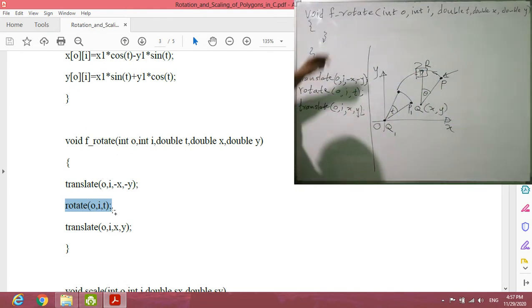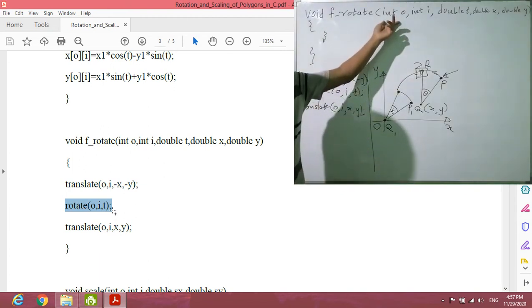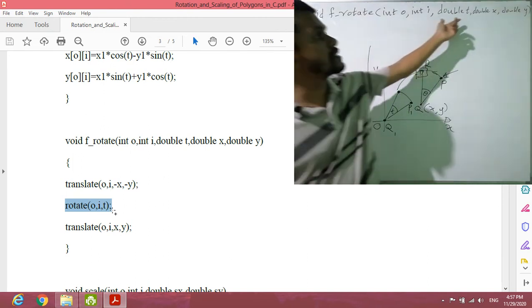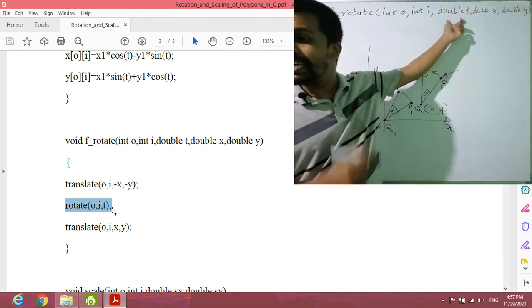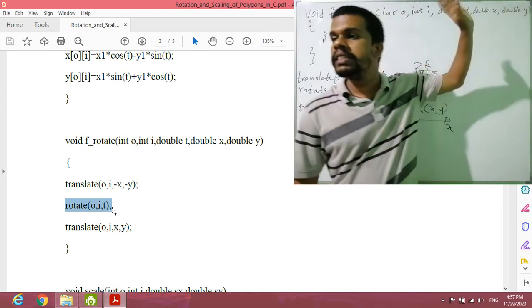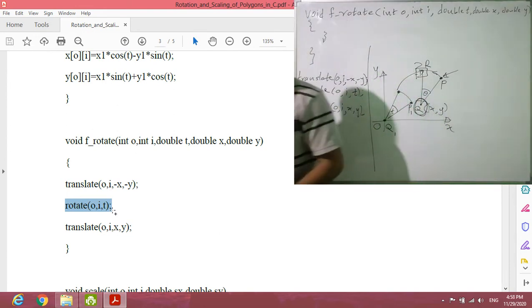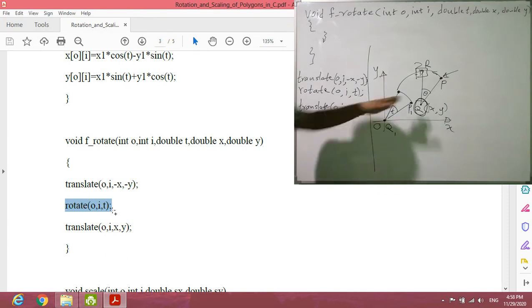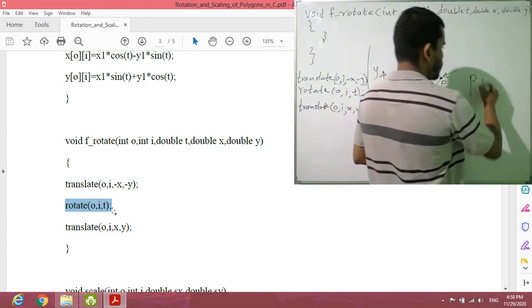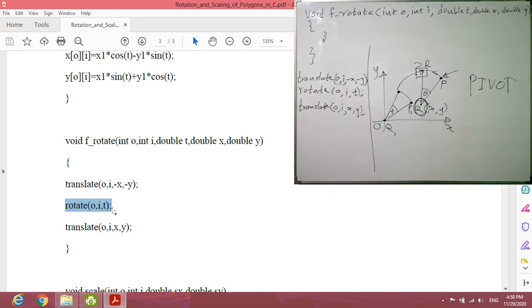So that is called fixed rotation. Here you have to pass the index of our polygon, then the index of the vertex, the angle in anticlockwise direction, and the x coordinate and y coordinate of the fixed point of our interest. This fixed point we usually call the pivot point. Around that particular point we rotate. So I hope this part is clear to you.